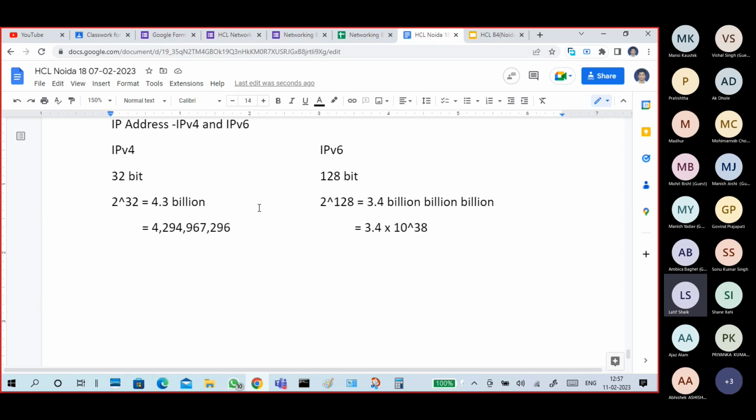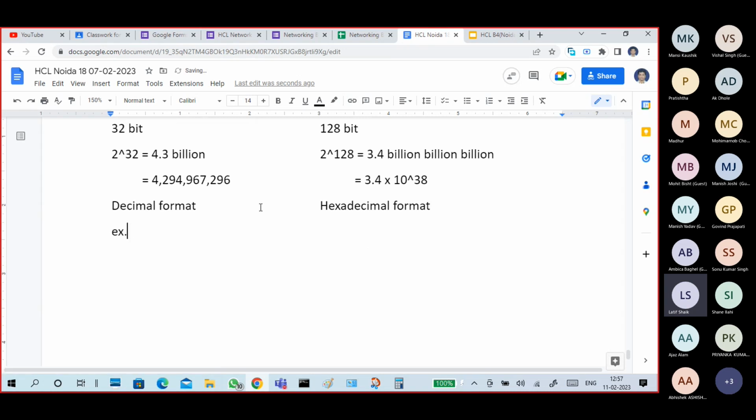Next, IPv4 is 32-bit, and it is represented in decimal format, and IPv6 is represented in hexadecimal format. Now how does IPv4 look like? An example: 192.168.10.23. This is how IPv4 looks like.